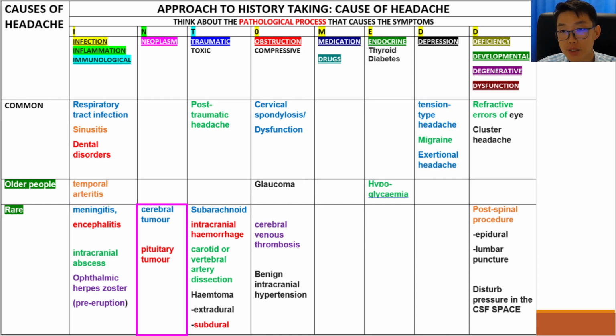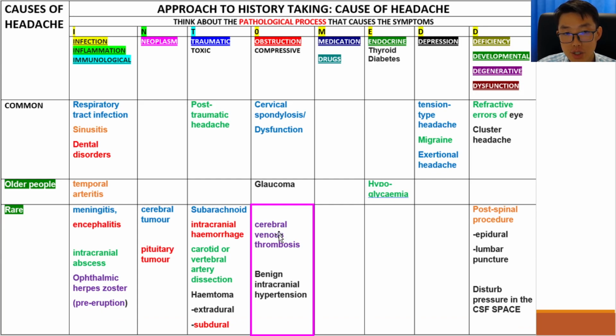Next, we have got neoplastic cause. So any tumor within the brain, such as a cerebral tumor or pituitary tumor, all can present with headache. Traumatic process such as bleeding, including subarachnoid bleeding, intracranial hemorrhage, dissection of the carotid or vertebral artery, hematoma, either extradural or subdural, all can present with headache. Obstructive process such as clot formation within the venous system of the brain, known as cerebral venous thrombosis, commonly present with headache.